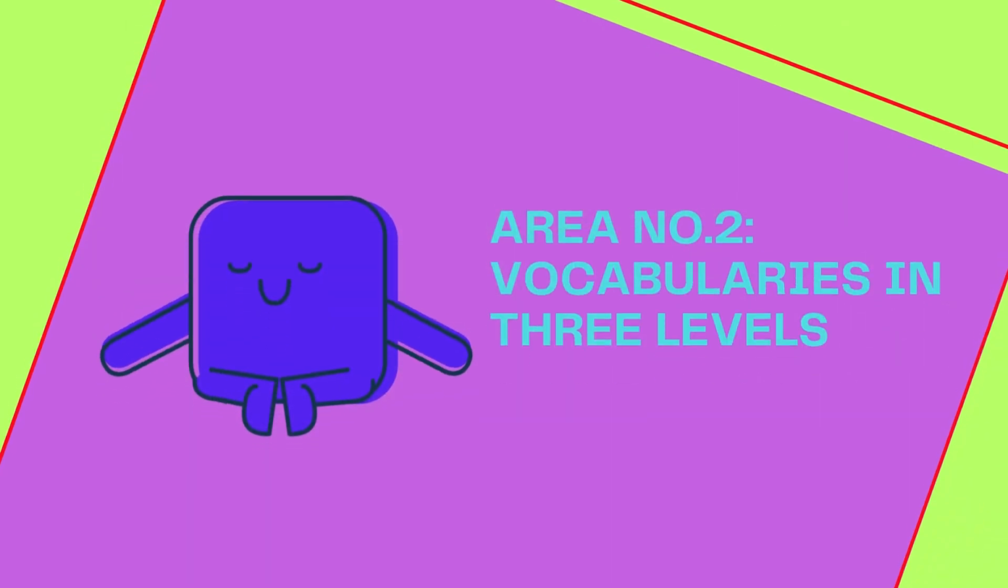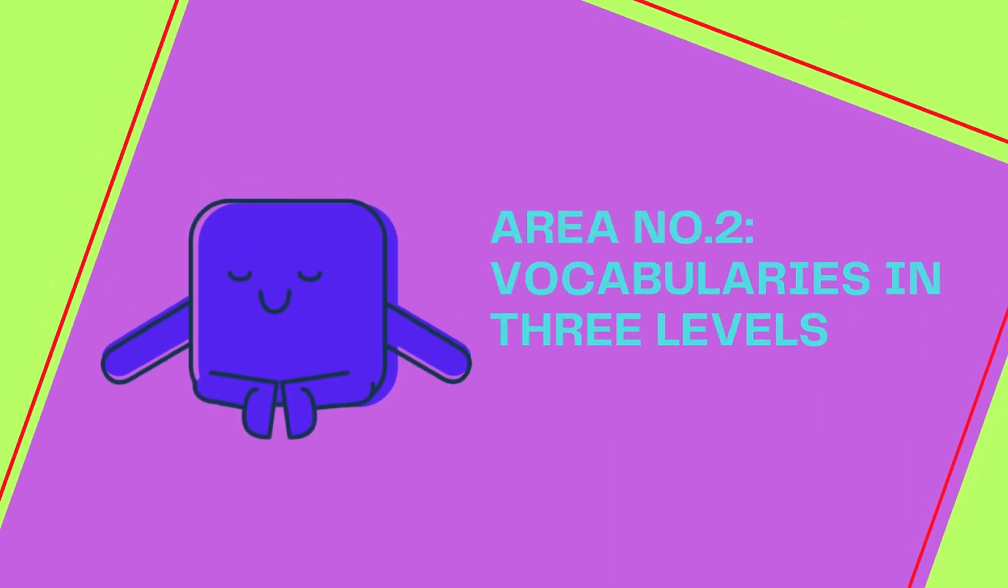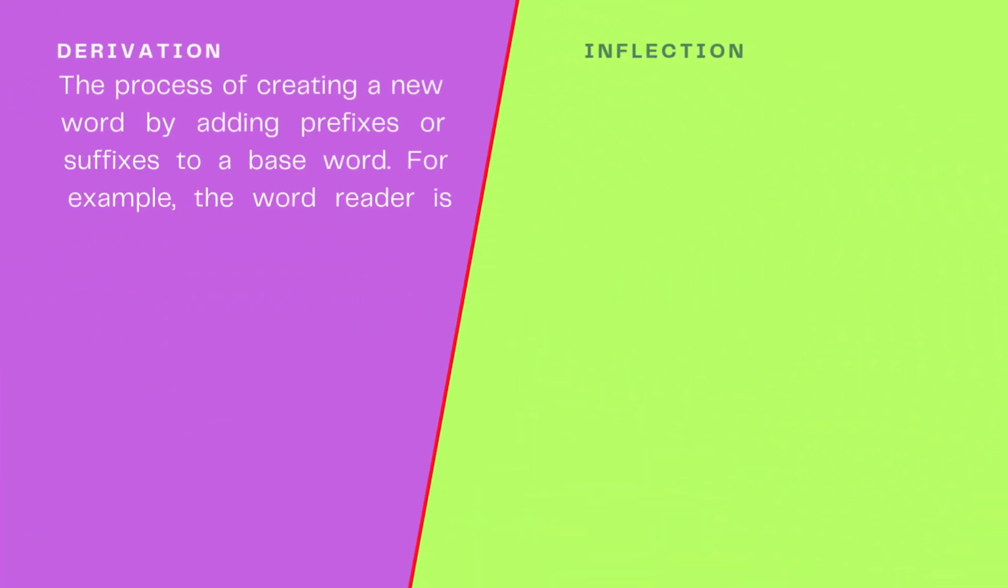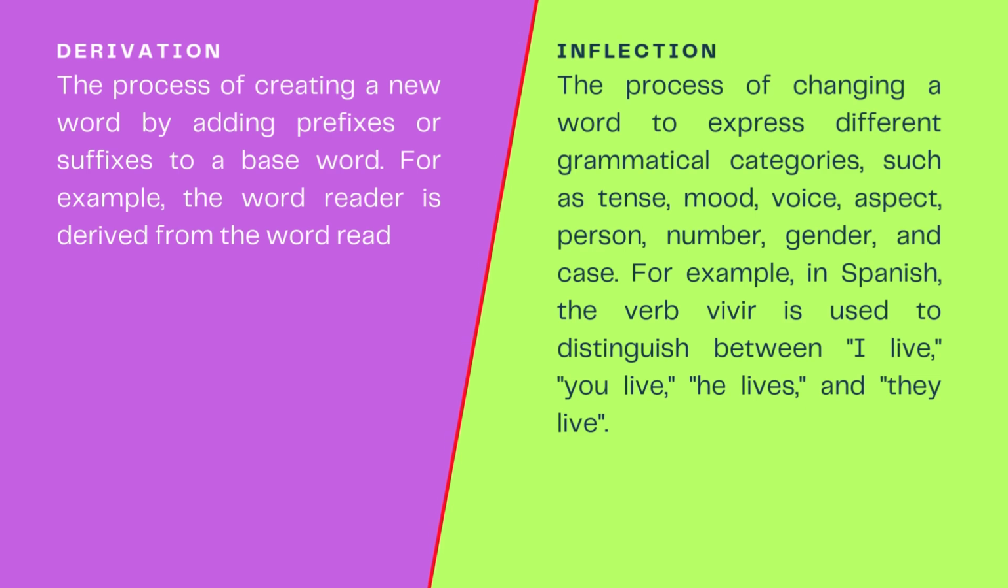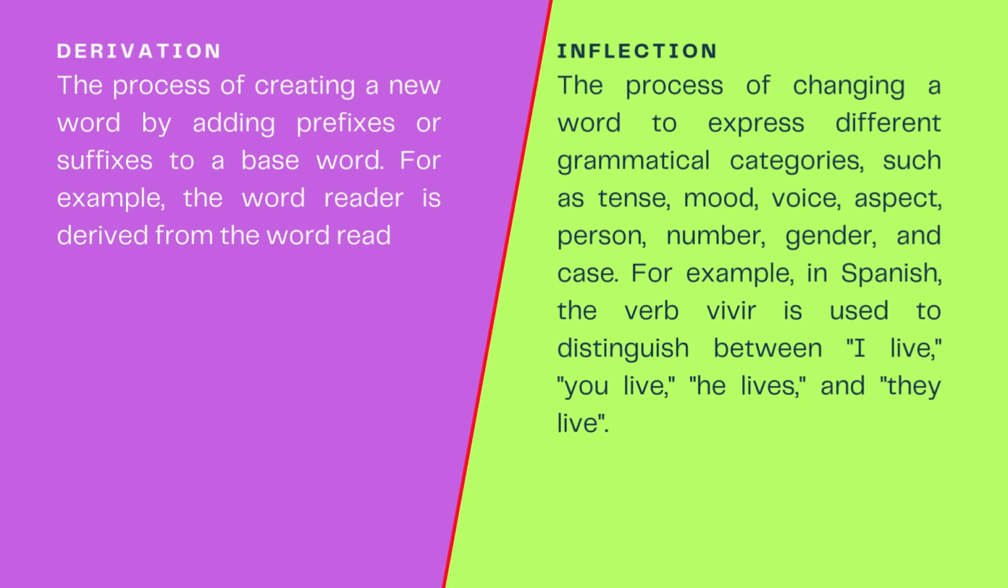In the second area, we are talking about vocabulary at each educational level. The main topic in this area is derivation and inflection. Derivation is the process of creating a new word by adding a prefix or suffix to a base word. Inflection is the process of changing words to express different grammatical categories such as tense, mood, voice, aspect, person, number, gender. For a case, we transform all the verbs in present tense, present continuous, or past simple.